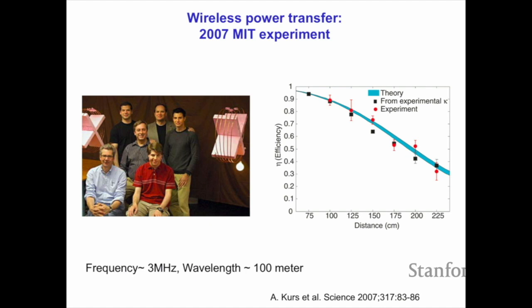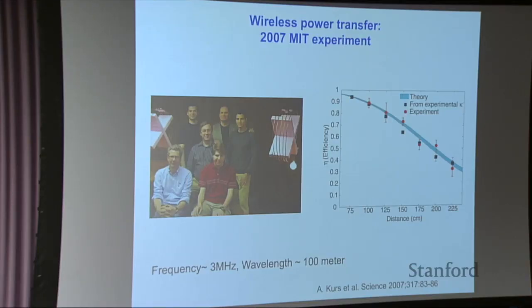Now, in spite of its success, there is actually one aspect of the experiment that can be further improved upon. And that has to do with the robustness of the experiment. So as it turned out, what they did in the experiment, they showed this very nice curve of efficiency as a function of distance. But what they actually did for each of the distances is they have to retune the system. And that's actually intrinsic in the setup that they did.